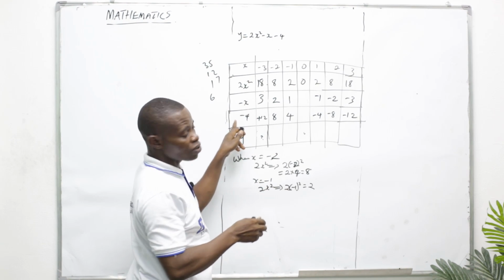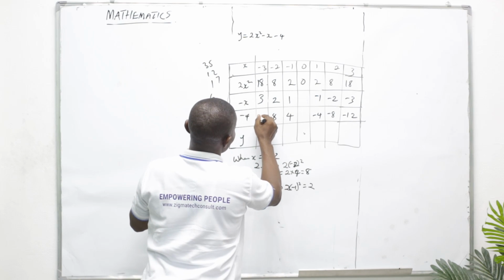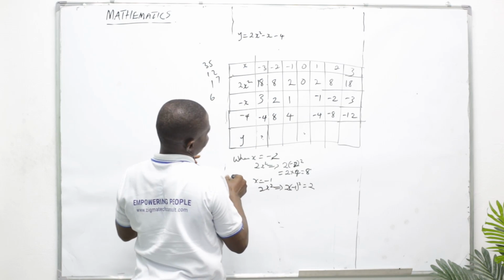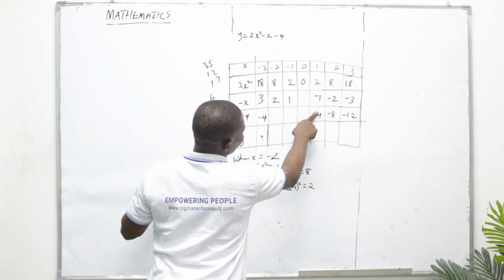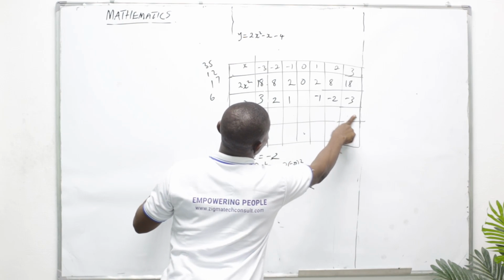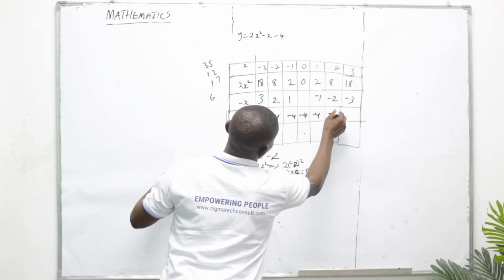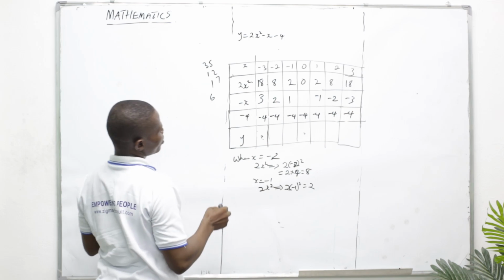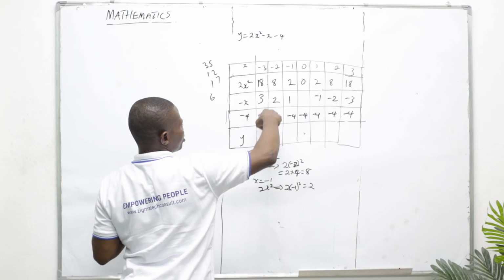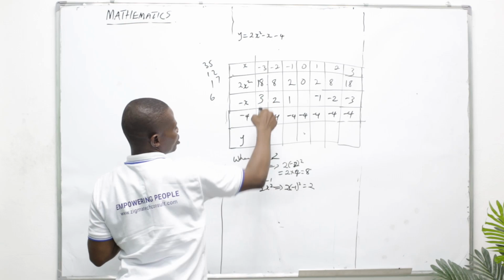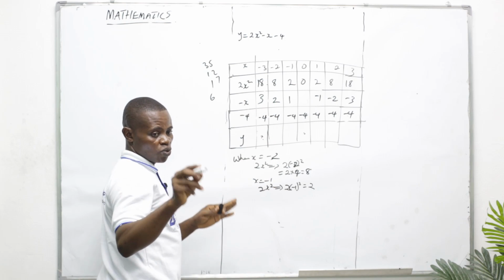Minus 4 is a constant. Just write minus 4 here. Minus 4 is a constant all through. Minus 4, minus 4, minus 4, minus 4, minus 4, minus 4. So, this minus this is 14 plus this 17. You have confirmed that it is working.